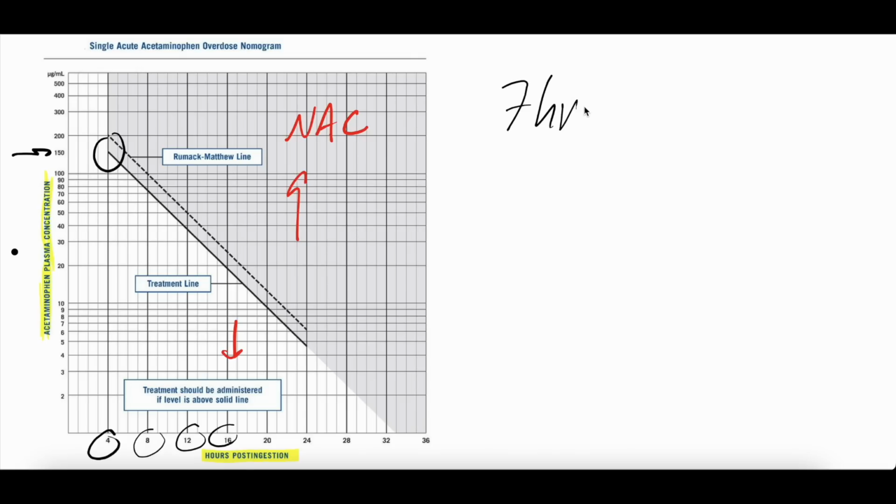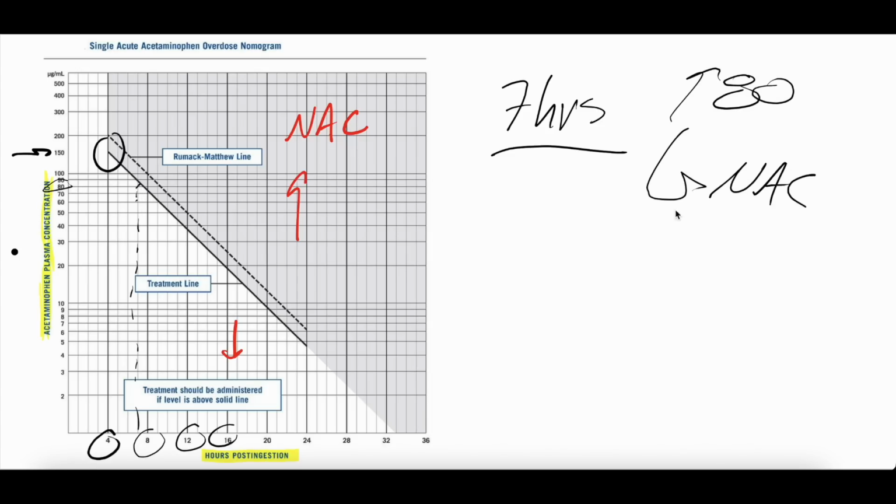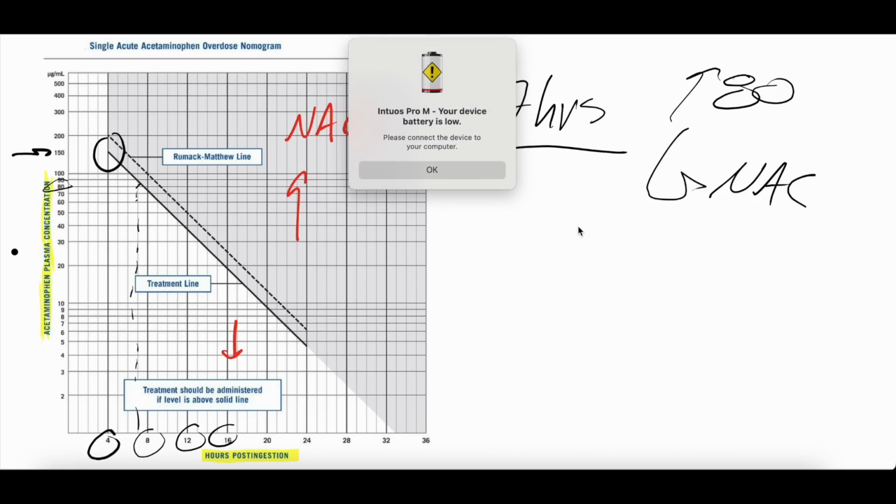7 hours ago. And then you look on the Rumack-Matthew Nomogram, you go to the 7-hour mark. This says, I can't quite see, but it says something like 80. If your Tylenol level is above 80 at 7 hours, give NAC. If it's below 80, you can monitor it. Now, there are some exceptions to this that we'll talk about, and you obviously need a good timeline for this.